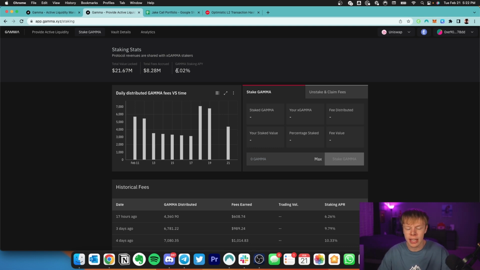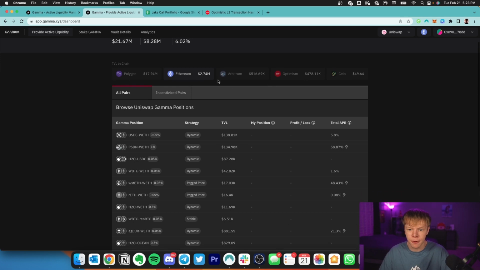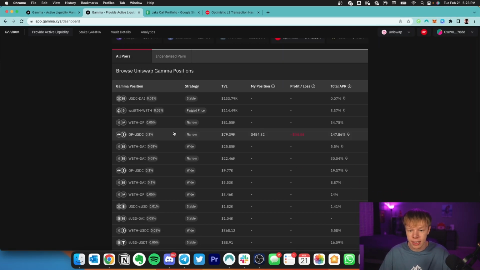And right now, the staking APY for Gamma is about 6%. So obviously the yield isn't too attractive. However, taking a look at the different liquidity pools that they have, let's go ahead and first start off on the Optimism network because that's the network that I'm deposited on. And I decided to test out this OP to USDC pool.